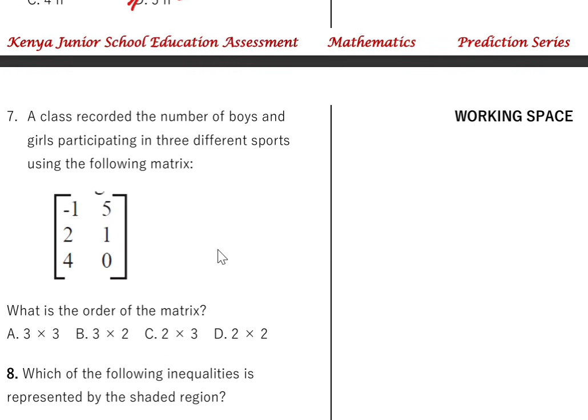Number 7. The class recorded the number of boys and girls participating in 3 different sports using the following matrix. Here we have the matrix. What is the order of the matrix? So you know that for matrices, the order is RC, we start by row, and then followed by column. So these are the rows going this way. Then these are the columns.